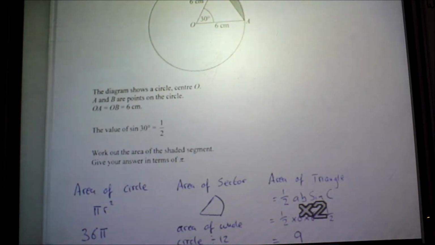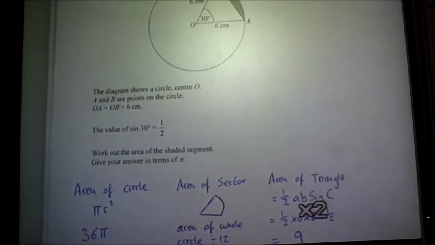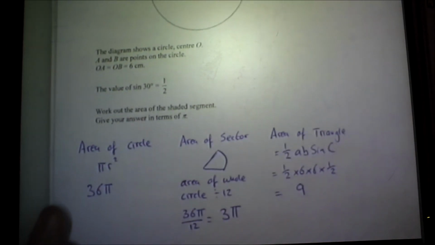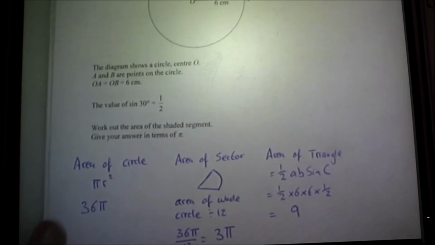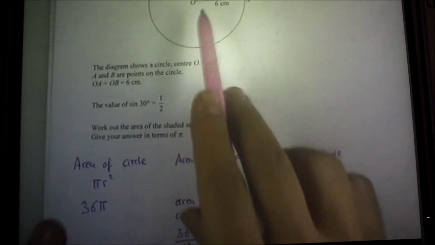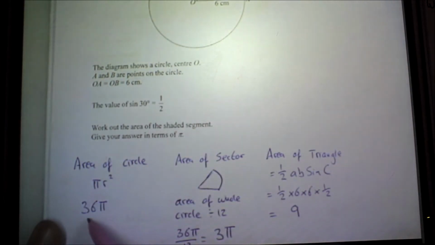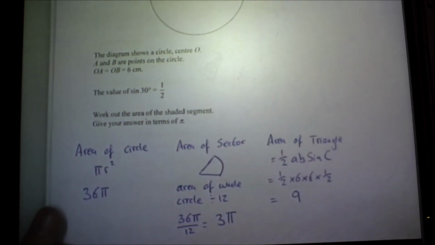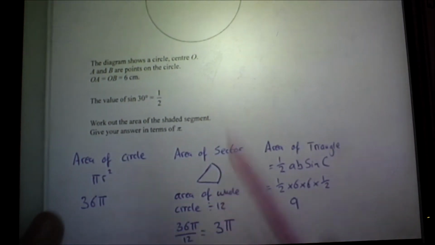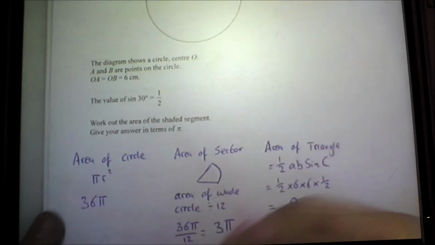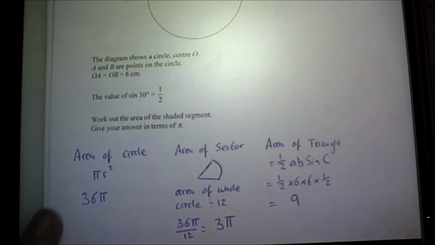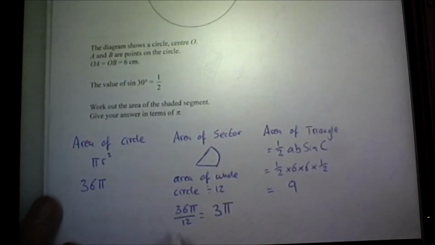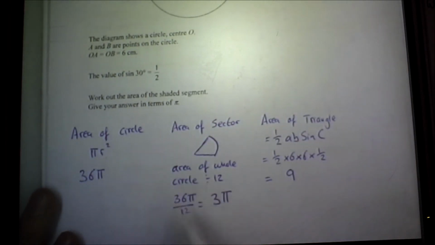So we're going to work out the area of the whole circle, first of all. The area of a circle is pi times the radius squared. So that's pi times 6 squared. So 6 squared, that's 36 pi. Area of the sector is the area of the whole circle divided by 12, because how many 30 degrees going into 360? It's 12. So we divide it by 12. So 36 pi over 12 equals 3 pi. So that's the area of the sector.